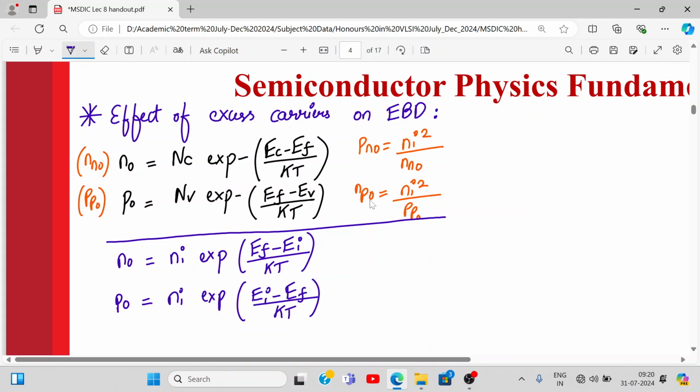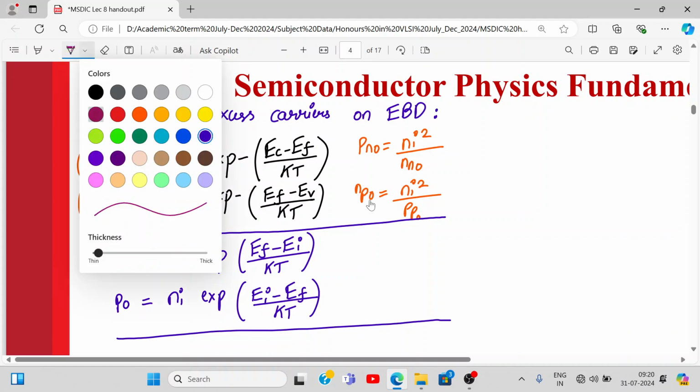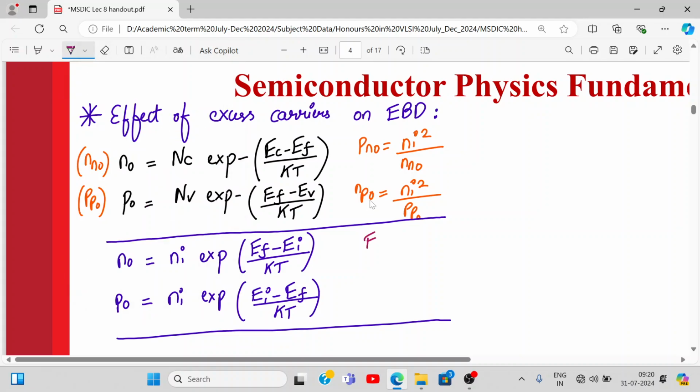What is KT? Thermal energy. I hope you all know that. So please write this down, where EF is the Fermi level and EI is the intrinsic Fermi level.